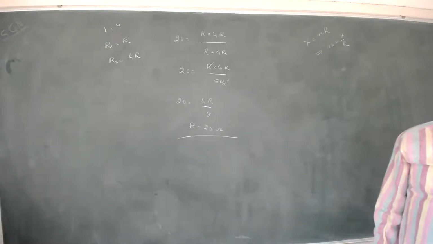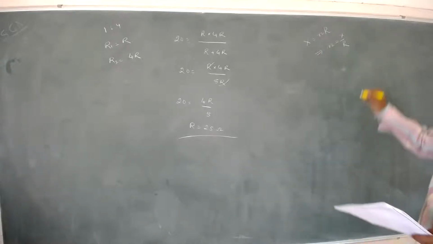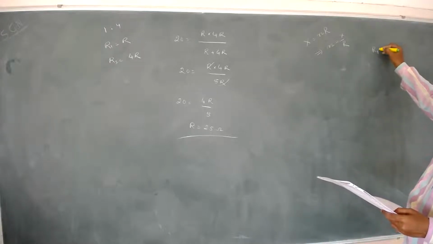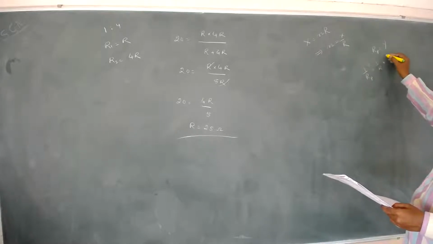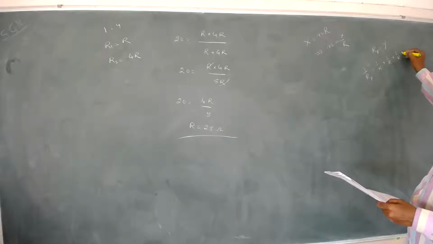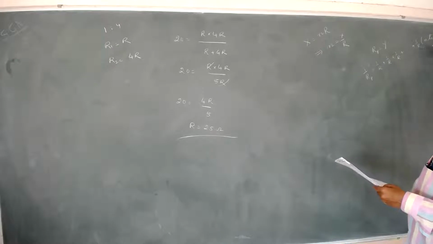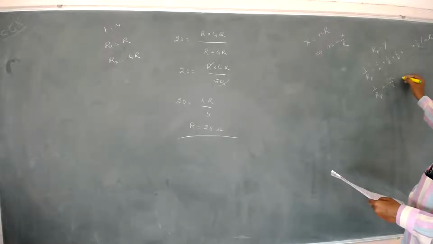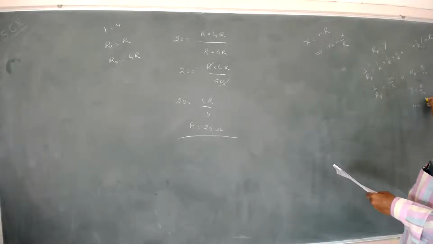When they are connected in parallel, the effective resistance is Y. So RP is equal to Y. 1 by RP is 1 by R plus 1 by R and so on, for N number of resistors, that is N times. So 1 by RP is N by R, which implies RP is R by N. So Y is equal to R by N, so N is equal to R by Y.